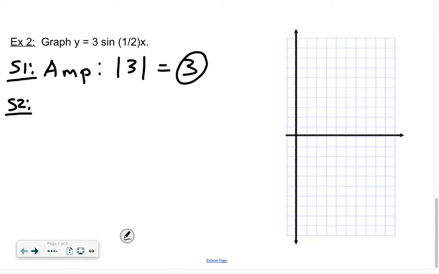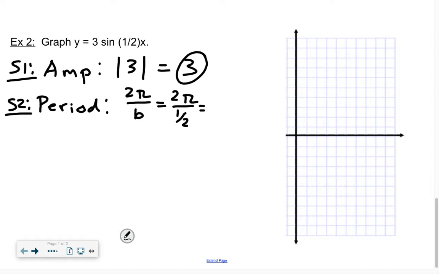Step 2, we need to find the period. Period can be found by taking 2 pi over b. B in this case is 1/2. Multiply by the reciprocal. 2 pi over 1 times 2 over 1. We find that the period is 4 pi. If at any point I'm going too fast, just pause the video and then get caught up with your notes.